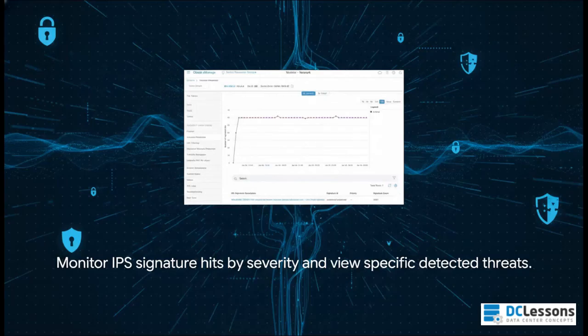And this is where you really see the payoff for setting up IPS. The dashboard shows you exactly what threats were detected and stopped in their tracks. You can see the signature hits broken down by how severe they were, and right below that, the specific threat that was triggered. I mean, look at this. We've blocked thousands of DNS requests for a known malware domain. That is powerful, actionable intelligence right at your fingertips.